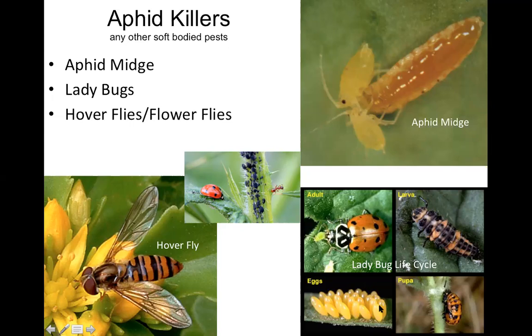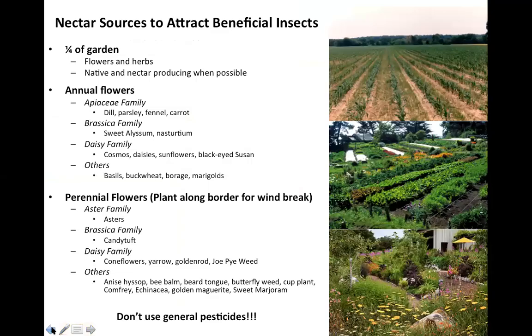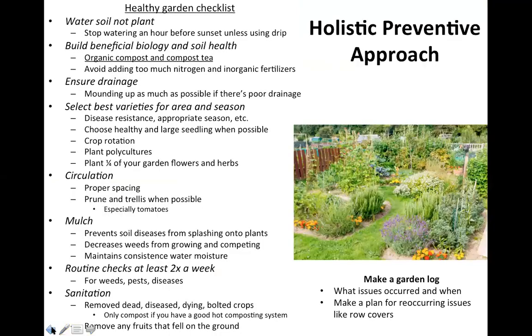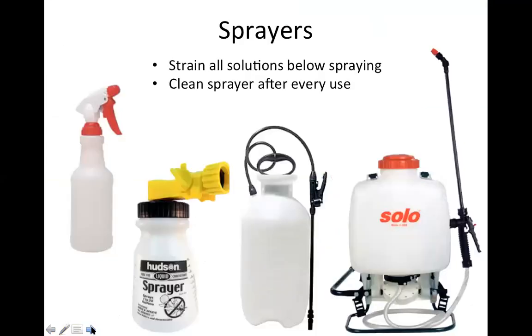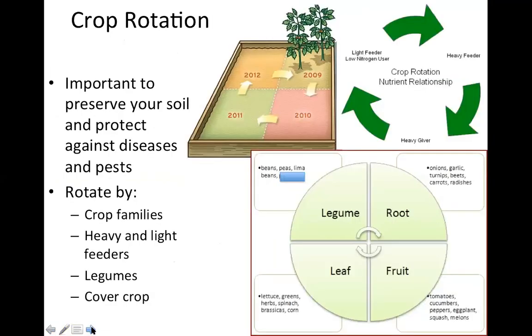So when you're doing egg checks, sometimes eggs look kind of similar. Like, I think these kind of look like cucumber beetle eggs. So you want to be able to identify them. If you're not quite sure, take a picture, Google it.